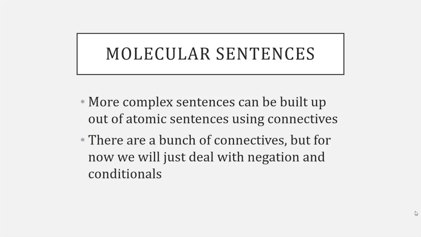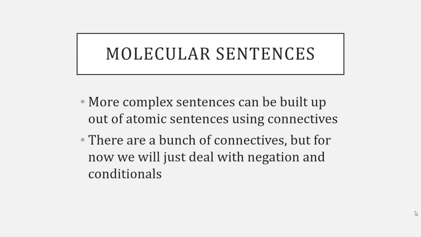Okay. So atomic sentences, that's fairly straightforward. P, Q, R, these represent propositions. Now, we can build up molecular sentences from atomic sentences. And we're going to build them up using what are called connectives. So these are logical connectives. These are things that we use to make more complex sentences out of atomic sentences. And we have a few of these to learn. So today, I'm going to introduce you to 2 of them, negation and conditional. Before the first test, we're also going to learn conjunction, which is and, disjunction, which is or, biconditional, which is if and only if.